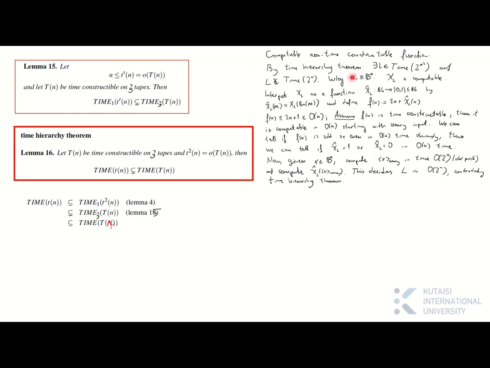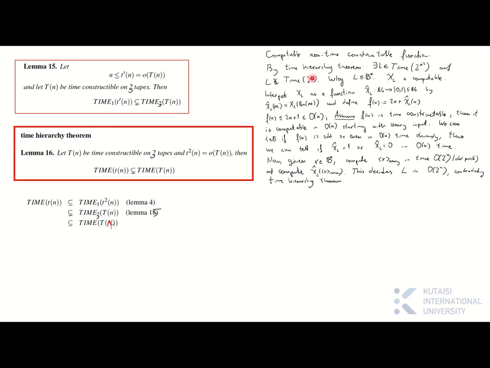So by time hierarchy theorem, if you really have more time, that means quadratic and more time, there are languages here that are not here. So there must exist a language that is in time 2 to the power n squared, but not in time 2 to the power n, because if you divide this by this, it goes to 0.